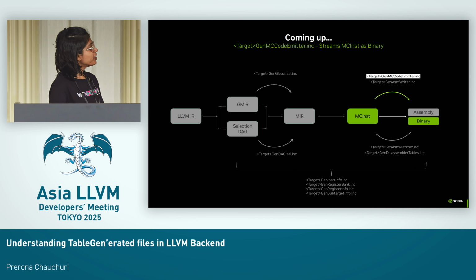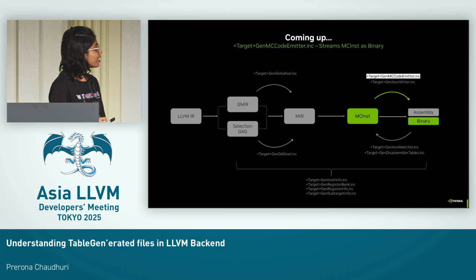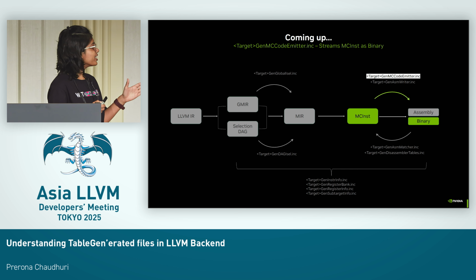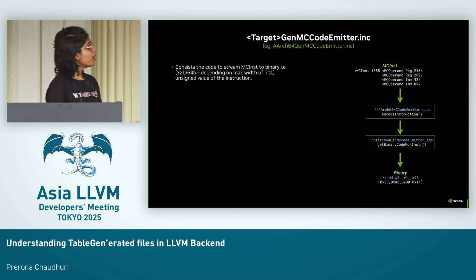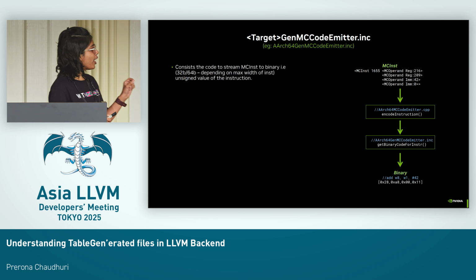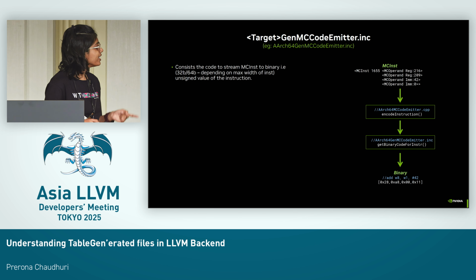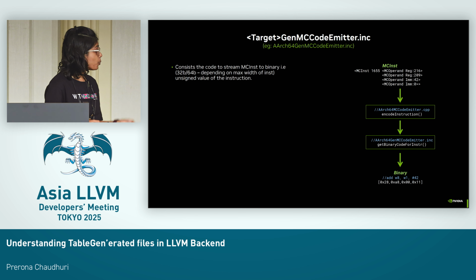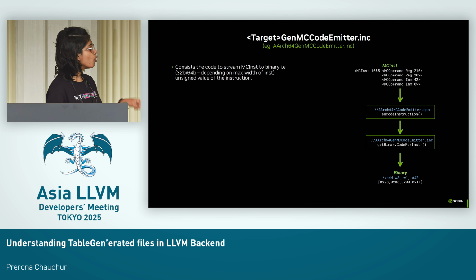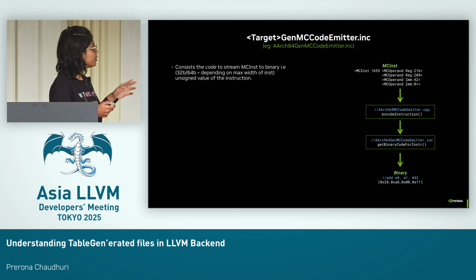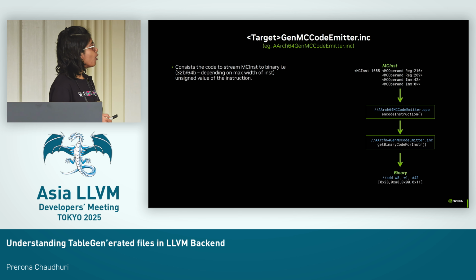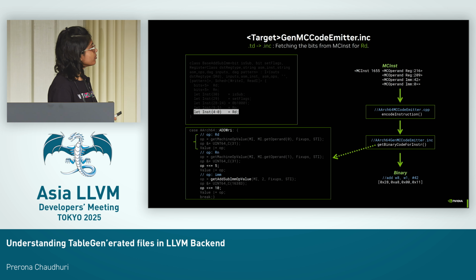Let's look at the first file, which does the encoding, basically converts your MCInst to binary. It's MCCodeEmitter.inc. You have the function encodeInstruction in CodeEmitter.cpp, which invokes getBinaryCodeForInstruction. This function will return a 32-bit unsigned value of the instruction.